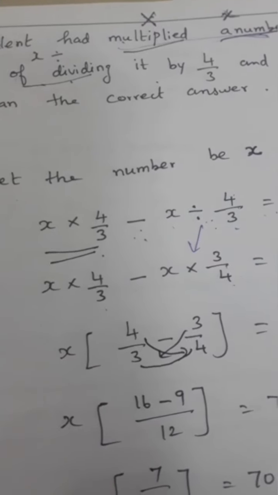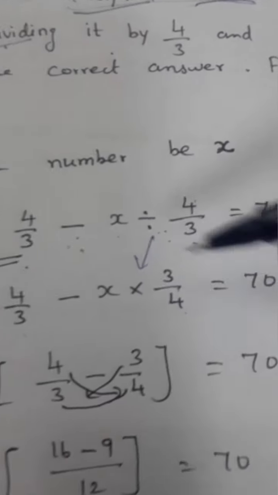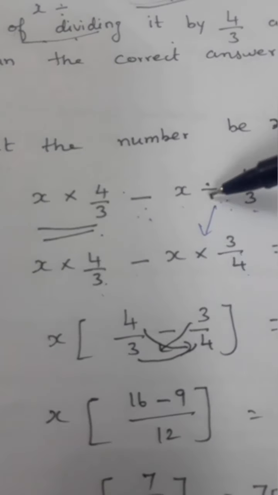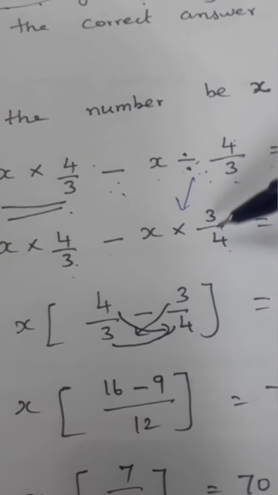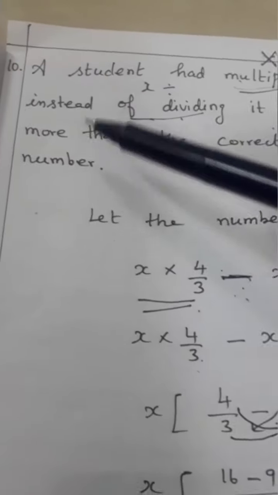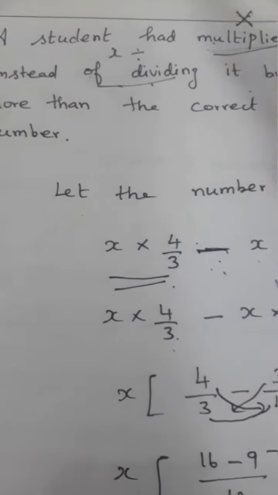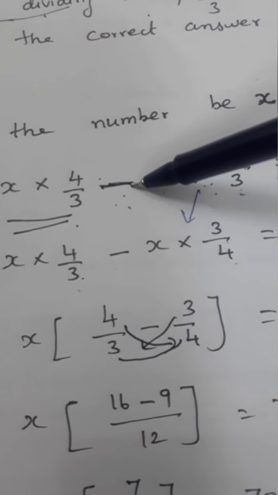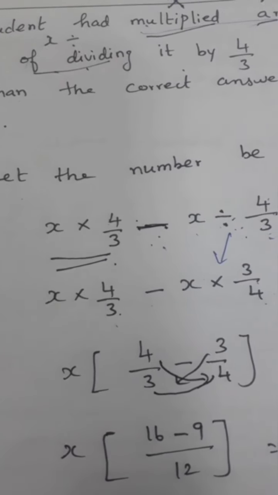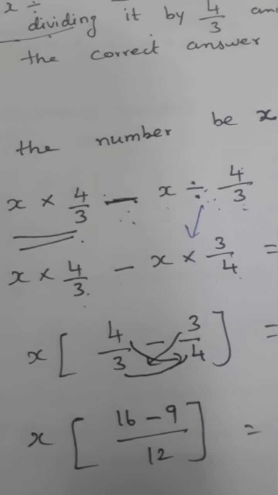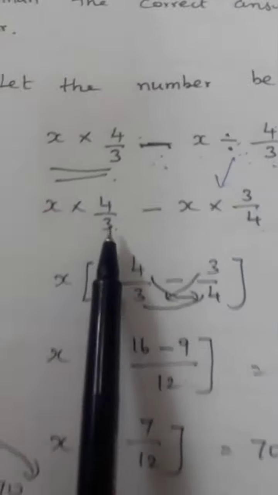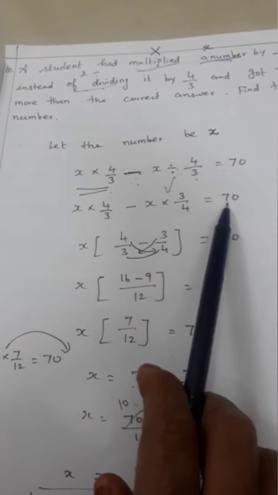The difference between the two answers is equal to 70. X into 4 by 3 minus x divided by 4 by 3, which changes into multiplication, 4 by 3 written as 3 by 4. Here we must use the minus symbol only, not the plus symbol. Since it is more than the correct answer, we reduce, so we must use minus. X into 4 by 3 minus x into 3 by 4 equals 70.